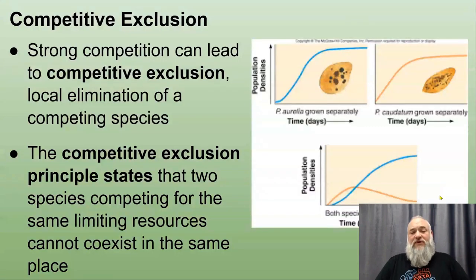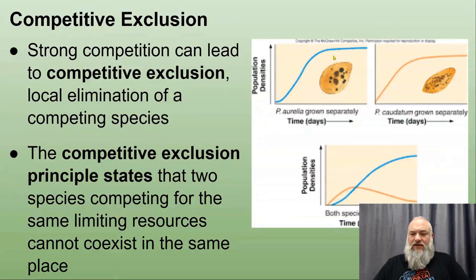The competitive exclusion principle is when strong competition can lead to competitive exclusion and local elimination of a competing species. The competitive exclusion principle states that two species competing for the same limiting resource cannot coexist in the same place at the same time. We used this example in Bio 1 as well, if you remember.